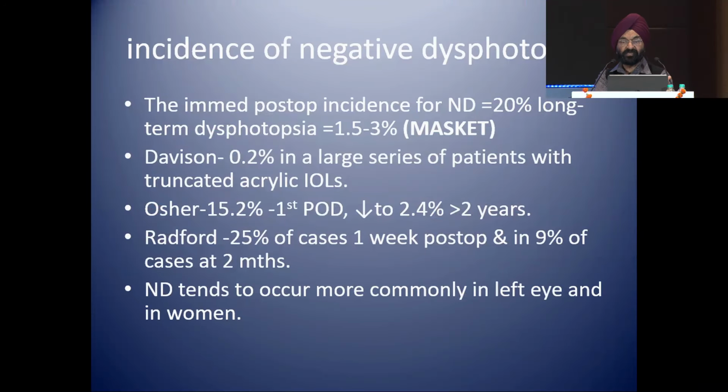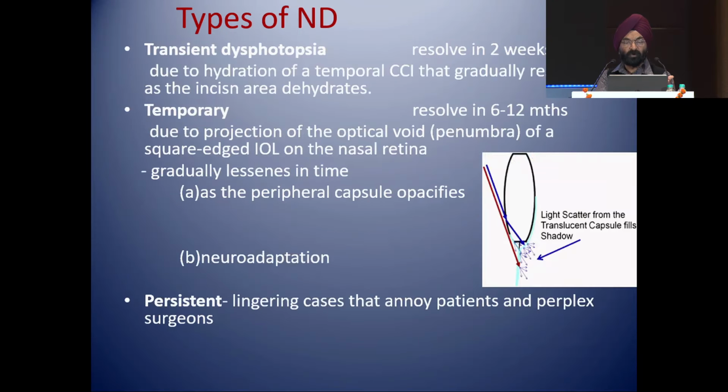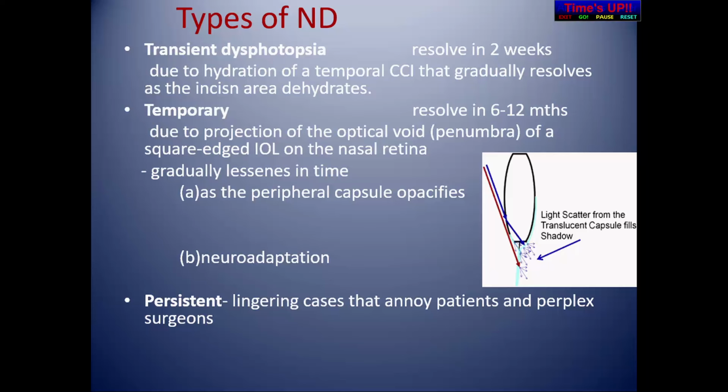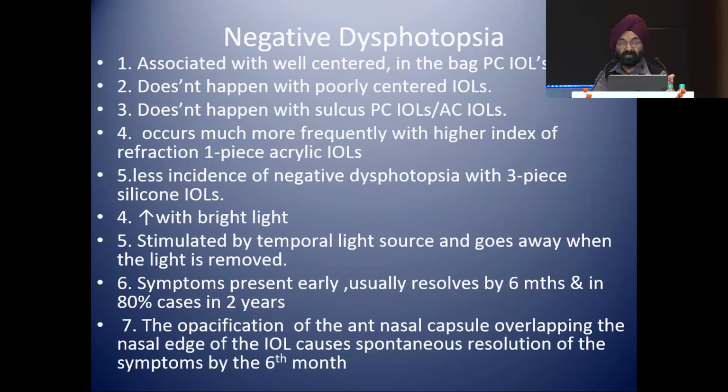Incidence initially is high, 20%, but gradually it decreases after 6 months, and after 2 years it falls from 20% to just 2.4%. It is classified as transient dysphotopsia, which resolves in 2 weeks, and temporary, which resolves in 6 to 12 months. It is the persistent variety which annoys the patient and perplexes the surgeon. So I'll repeat, it is associated with well-centered in-the-bag PCIOLs. It does not happen with poorly centered IOLs, sulcus IOLs, or anterior chamber IOLs. It increases with bright light, and symptoms present early and usually resolve by 6 months to 2 years.